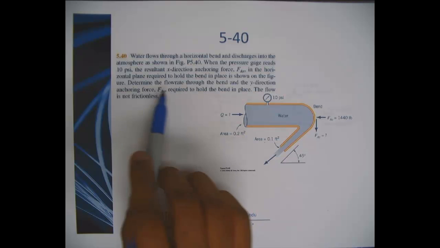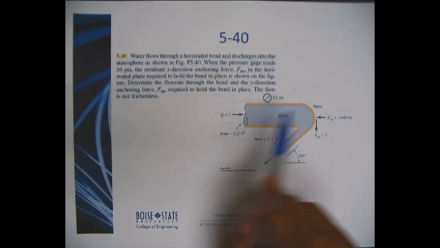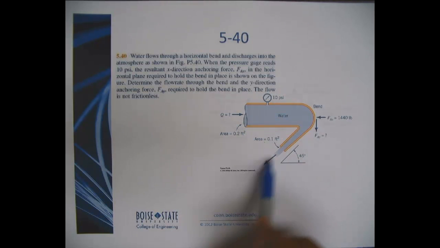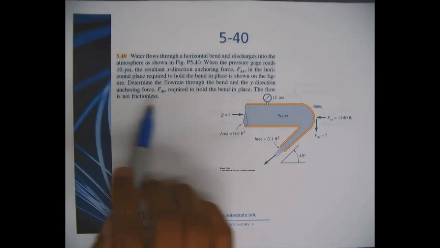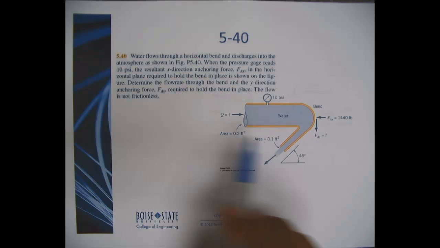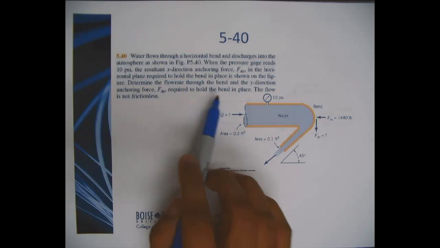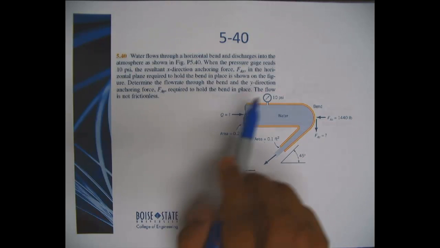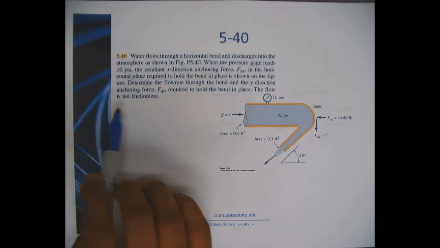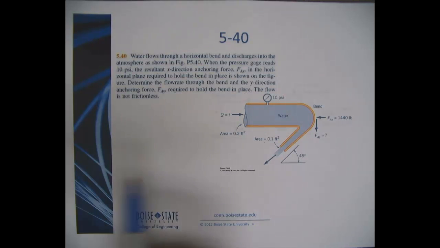You're asked to determine the flow rate through the bend, which is q dot, which would be the same here, and also the y direction anchoring force Fay required to hold the bend in place. So the flow is given that it is not frictionless. So immediately that should tell you that this is not an ideal case for a Bernoulli type of application. So you cannot really use the Bernoulli equation here.